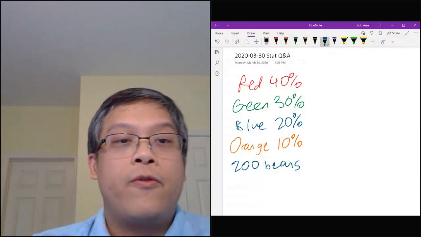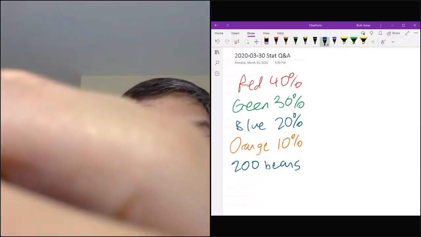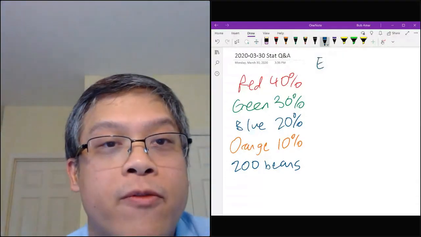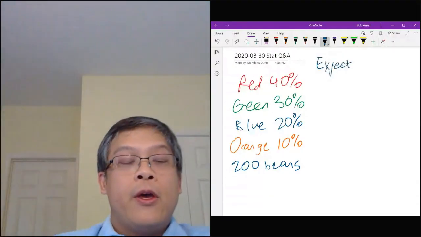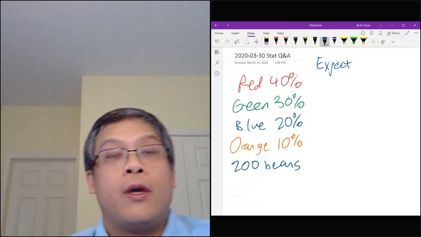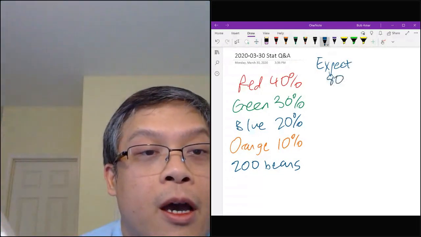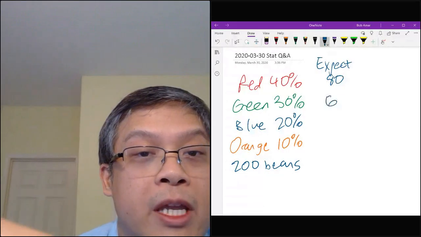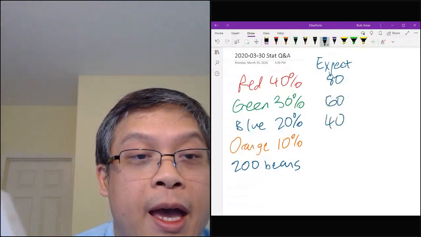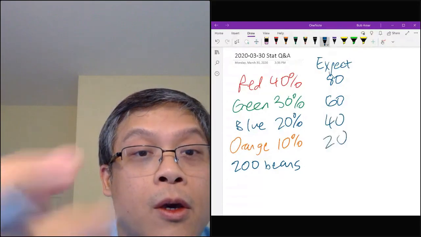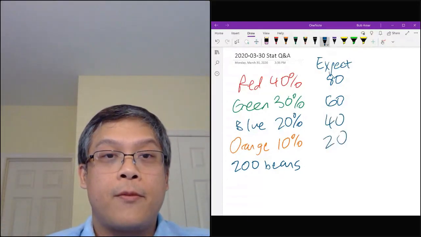Okay. So if you've got 200 beans, then what you expect for each one of these is these percentages. So 40% of 200 is 80 beans, last time I checked. You'd expect 60 green beans, you'd expect 40 blue beans, and you'd expect 20 orange beans, and just make sure that those all add up to 200.